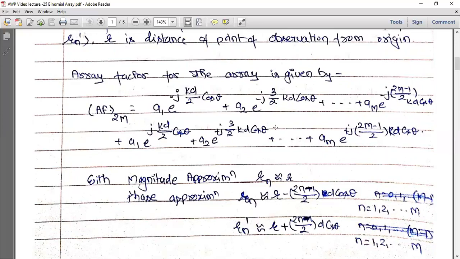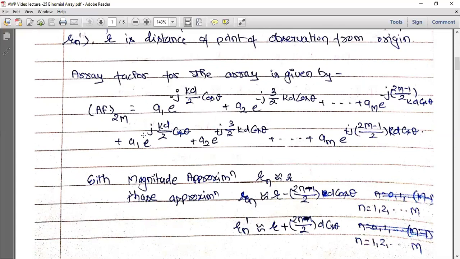Similarly, for the elements on the negative z-axis, z is negative, and correspondingly all these m elements have a positive phase value. So the first one has a1 e to the power j kd by 2 cos theta, plus a2 e to the power j 3 by 2 kd cos theta, up to am e to the power j (2m minus 1) by 2 kd cos theta. It is very simple here now. You can very well see that by adding all these terms, if you look at the complete array factor expression, they will jointly form a trigonometric expression. Later on, we will find the same.